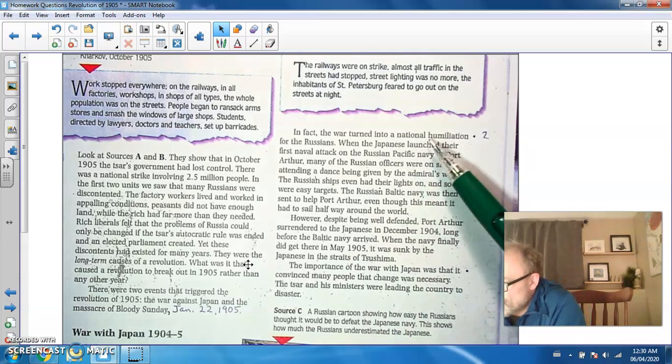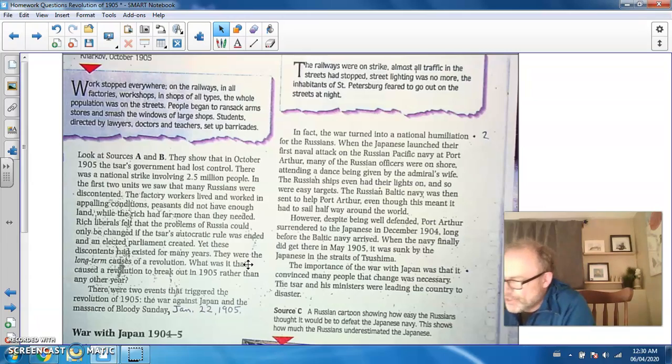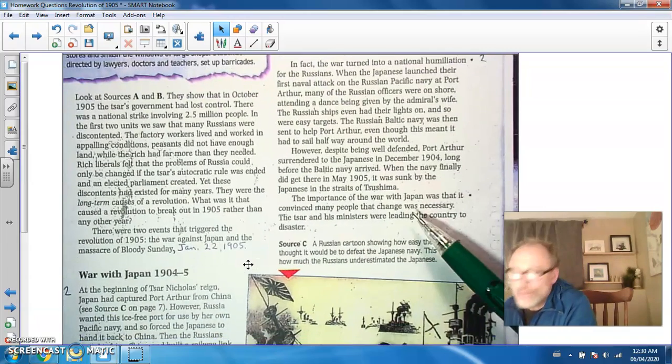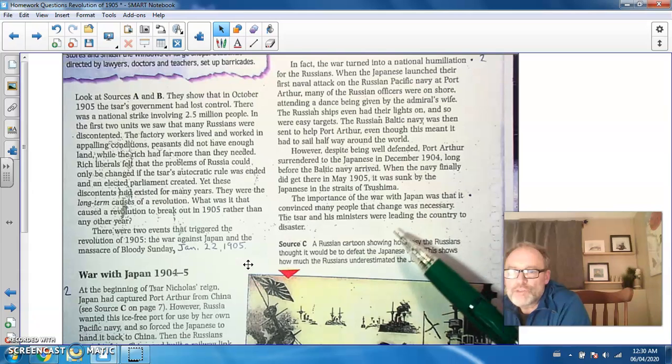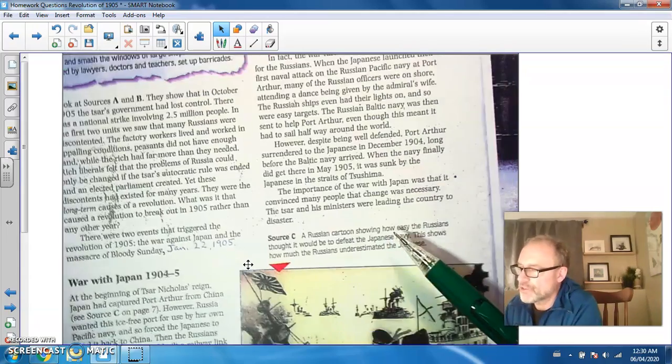In fact, the war turned into a national humiliation for the Russians. And in addition, the importance of the war with Japan was that it convinced many people that change was necessary. The Tsar and his ministers were leading the country to disaster.